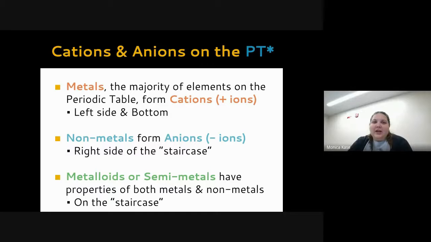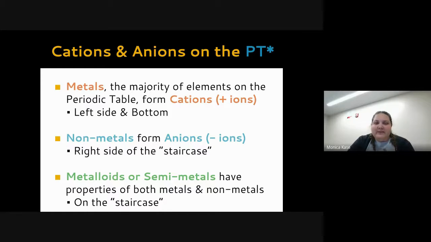All right, and then our cations and anions on the periodic table. Metals, the majority of the elements on the periodic table form cations. So those are your positive charge or your positive ions. We like to say that there is a T in cation, so that T is representing a plus sign. Okay, those are on the left side and the bottom. And then we have our nonmetals that form anions. So those are your negative charges.